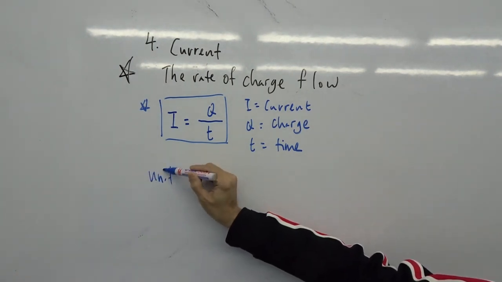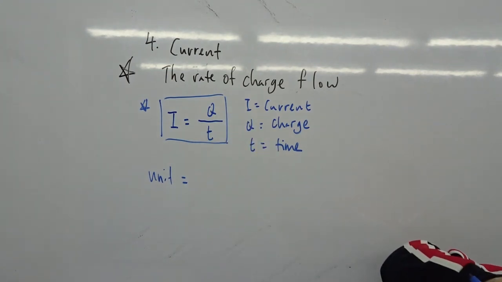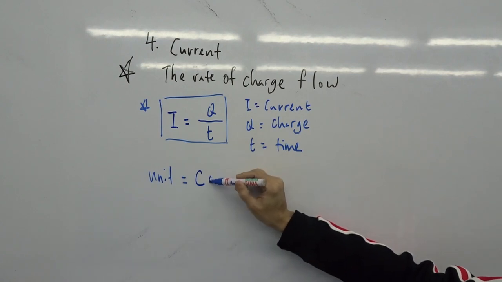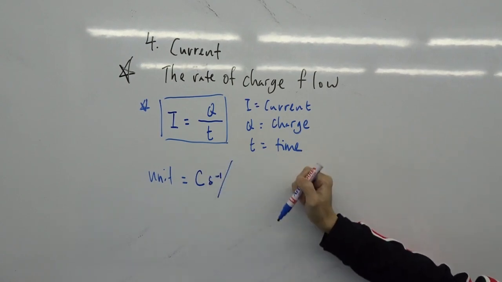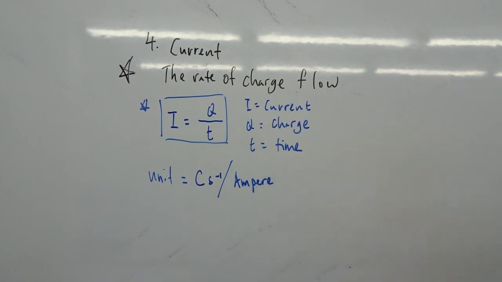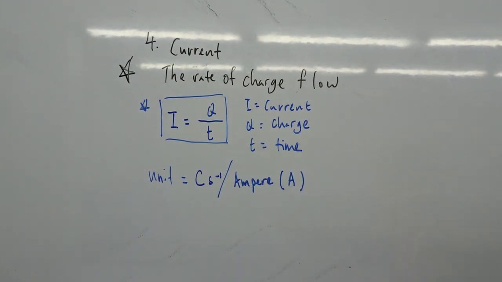Okay, and what about the unit of the current? So the unit of current is unit of Q, unit of charge is coulomb, so it's coulomb per second. Okay, or it is equivalent to ampere. Okay, ampere we normally will write in big A. Okay, this one, copy.